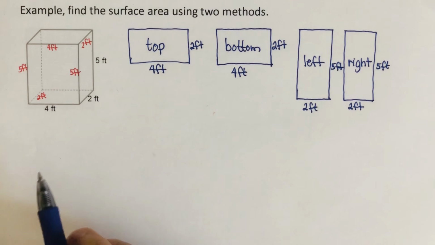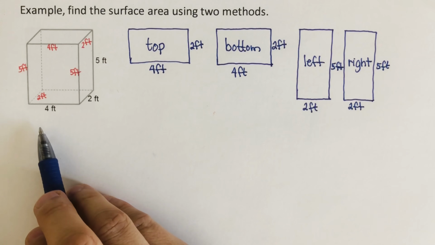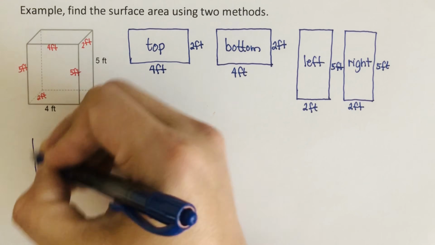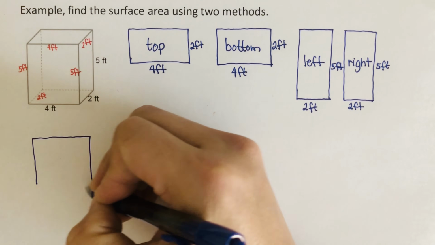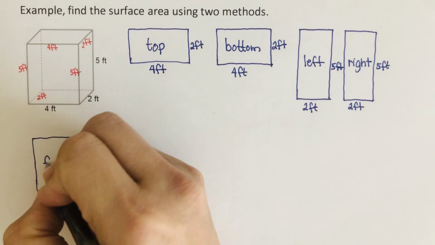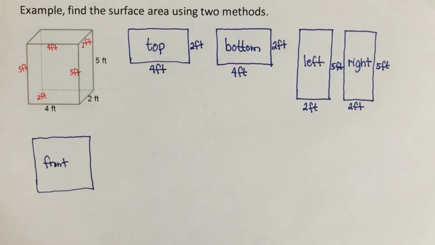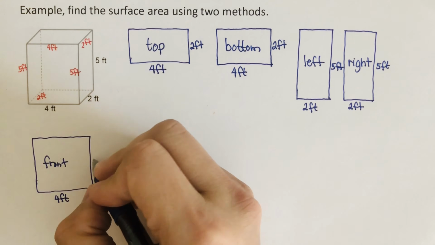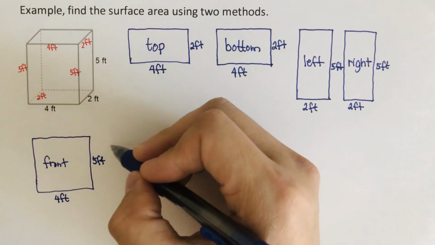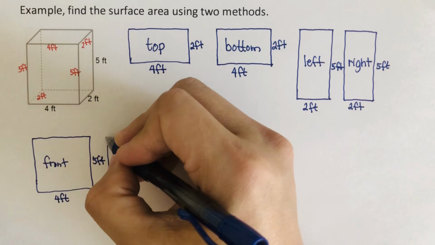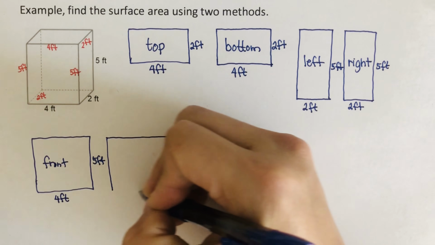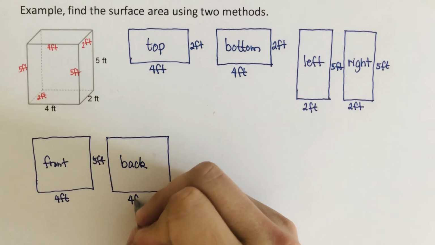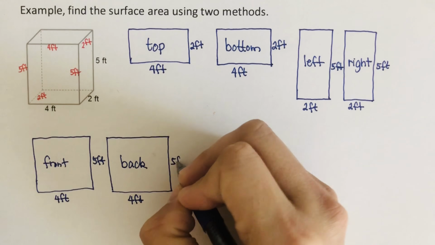And then I'm going to draw the front and back. So I'm going to represent this as the front. The measure for this would be 4 feet and 5 feet. And then exactly the same shape as this for the back. I'm going to label this as the back, and that's again 4 feet and 5 feet.